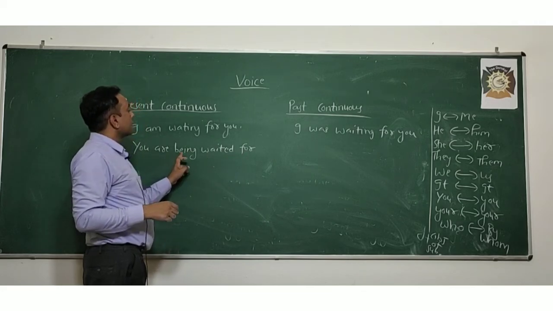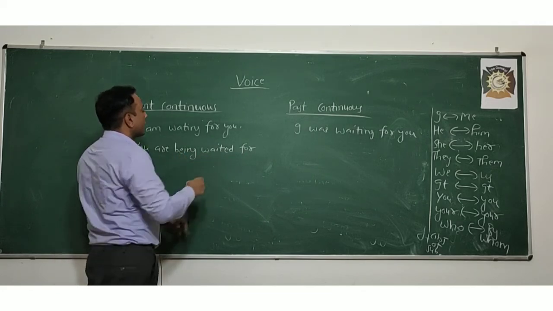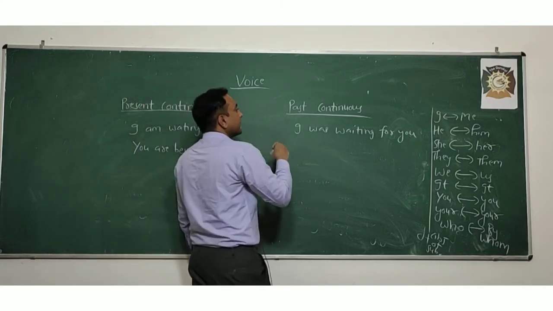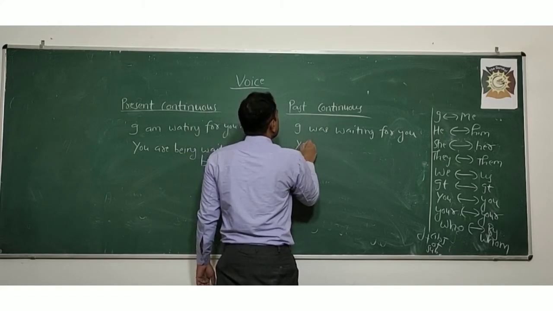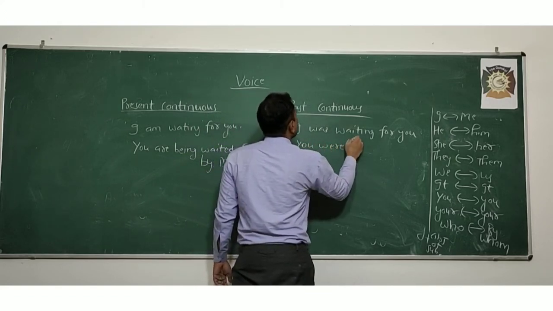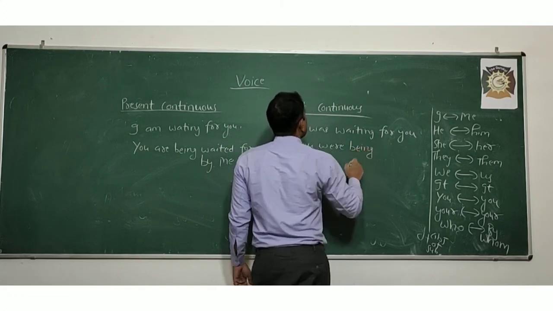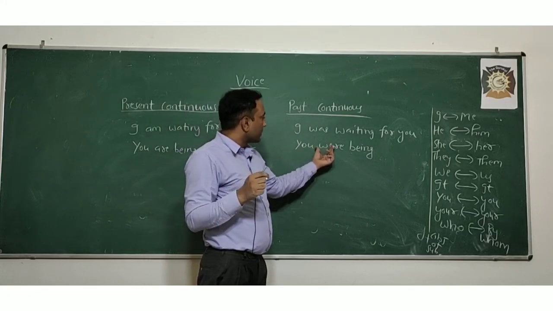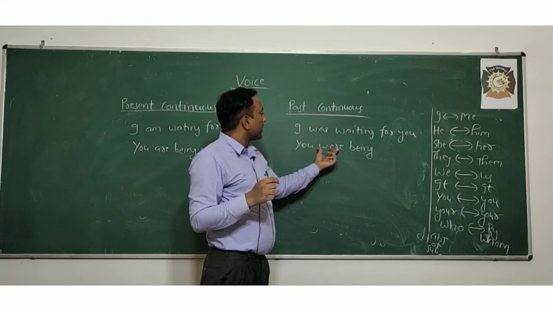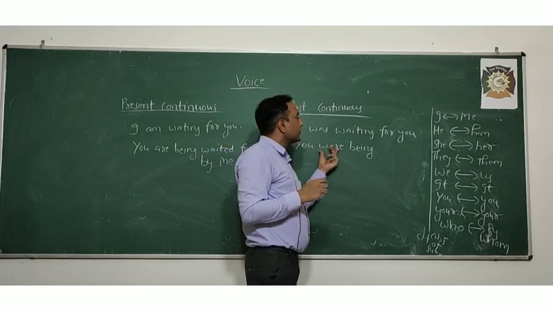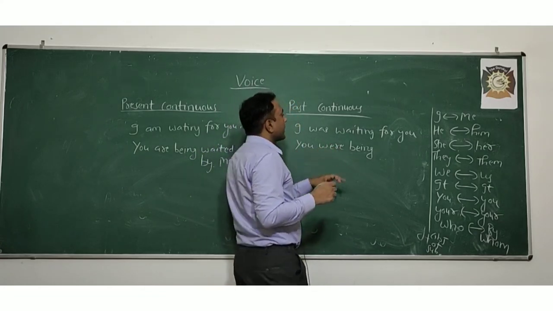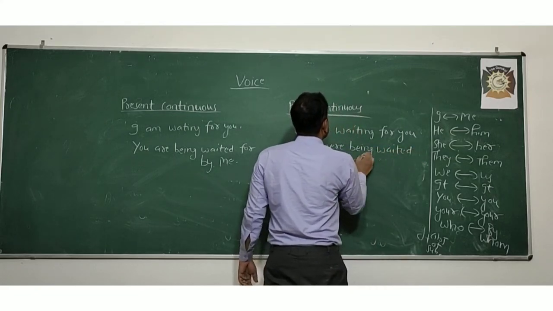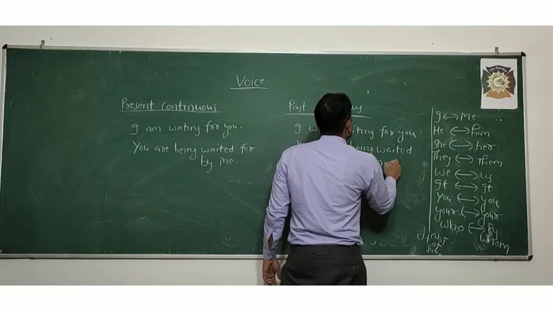So, you are being waited for by, I change into me. I have written it here. Same, you will change it into you were being waited for by me, because you is singular in sense, but we always use were with you.